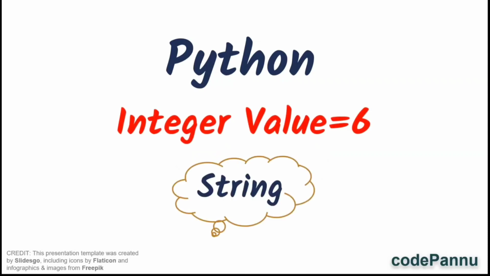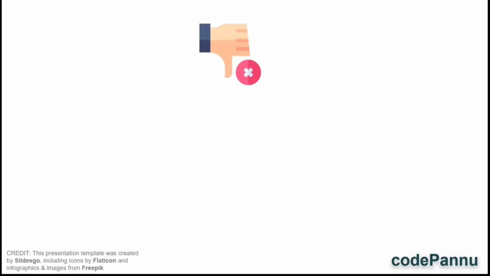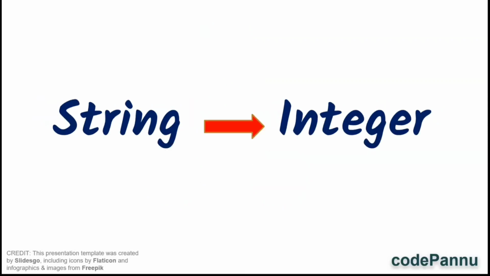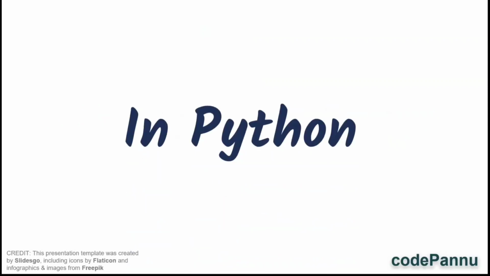And so, because it thinks it is a string variable, we will not be able to do mathematical operations like addition or subtraction. So, we have to convert the variable from string to integer. Let us go to Python and see an example, shall we?